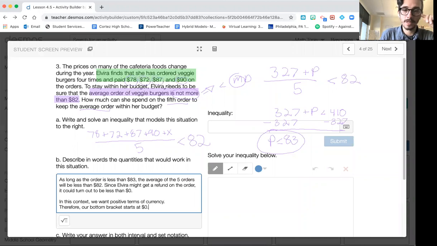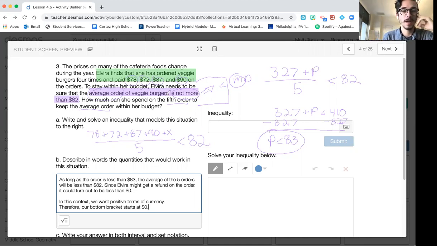To stay within her budget, Elvira needs to be sure that the average order, so average is a big deal here. We haven't had to deal with that too much, but it should ring a bell. The average order is not more than $82. So this is actually a big deal. I want to highlight on it. Since it's saying not more, it's saying that it can't necessarily be equal to $82. It should just be less than. So the whole order average should be less than 82.